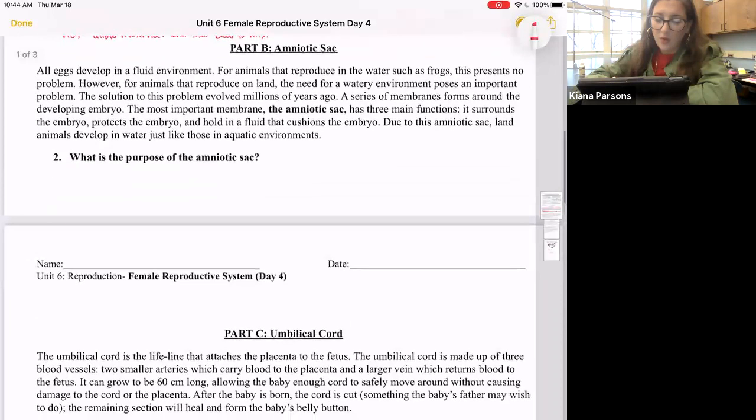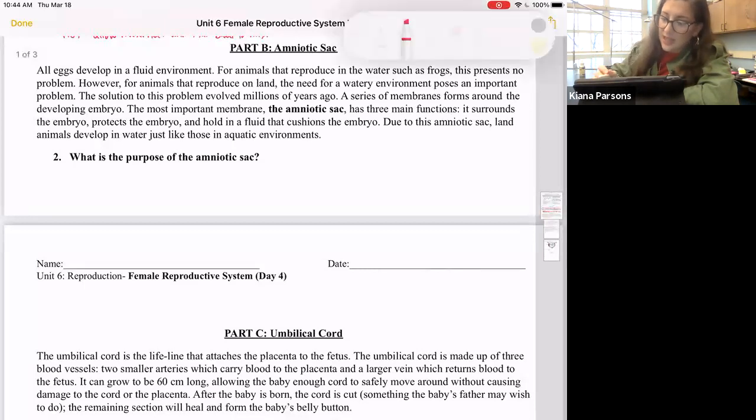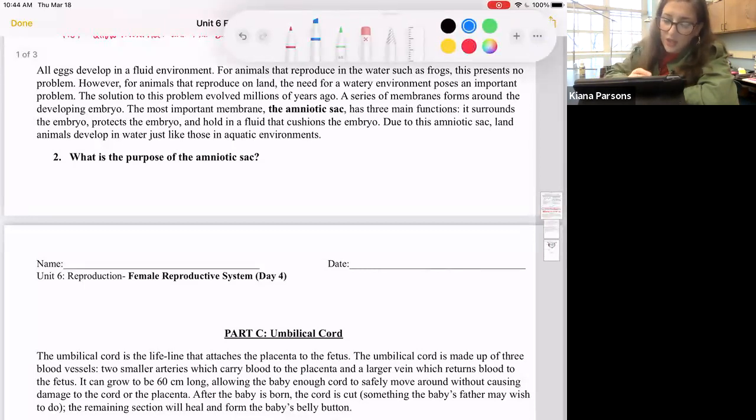All animals that reproduce in the water, such as frogs, this presents no problem. However, for animals that reproduce on land, the need for a watery environment poses an important problem. The solution to this problem evolved millions of years ago. A series of membranes forms around the developing embryo. The most important membrane, so let's highlight a couple of things here in this passage.